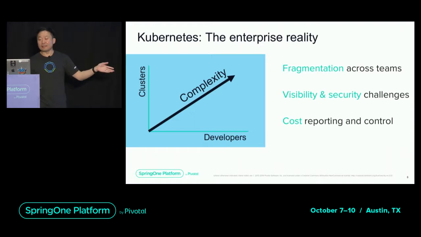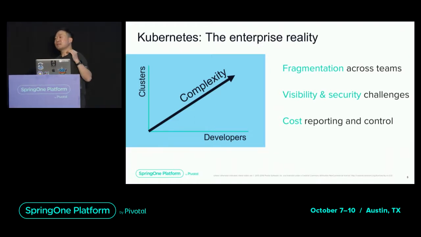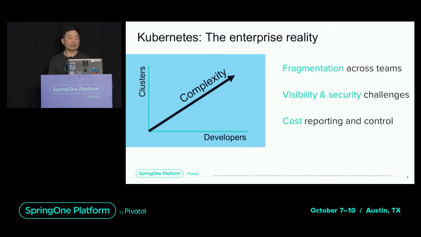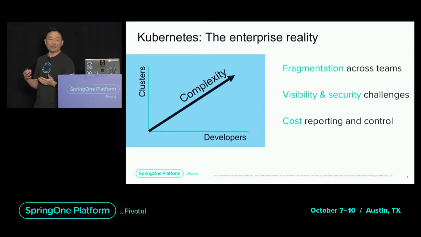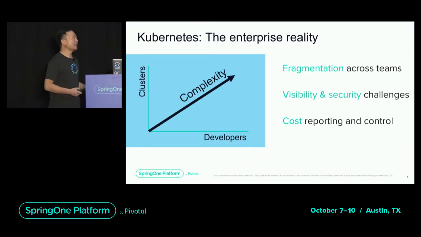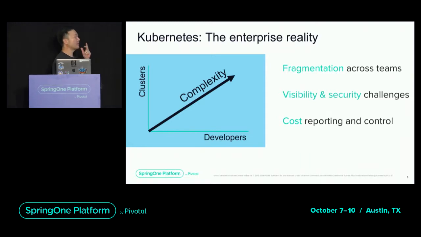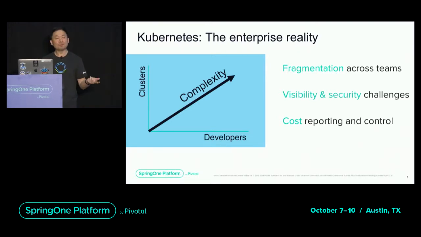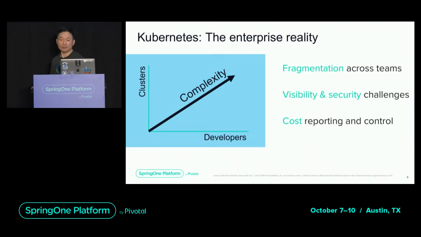The reality is that as the number of Kubernetes clusters increases, the complexity of the whole thing goes up. There's fragmentation across teams, there are visibility and security challenges, and you may get a bill at the end of how much things are costing you, but you're not quite sure where it's going.